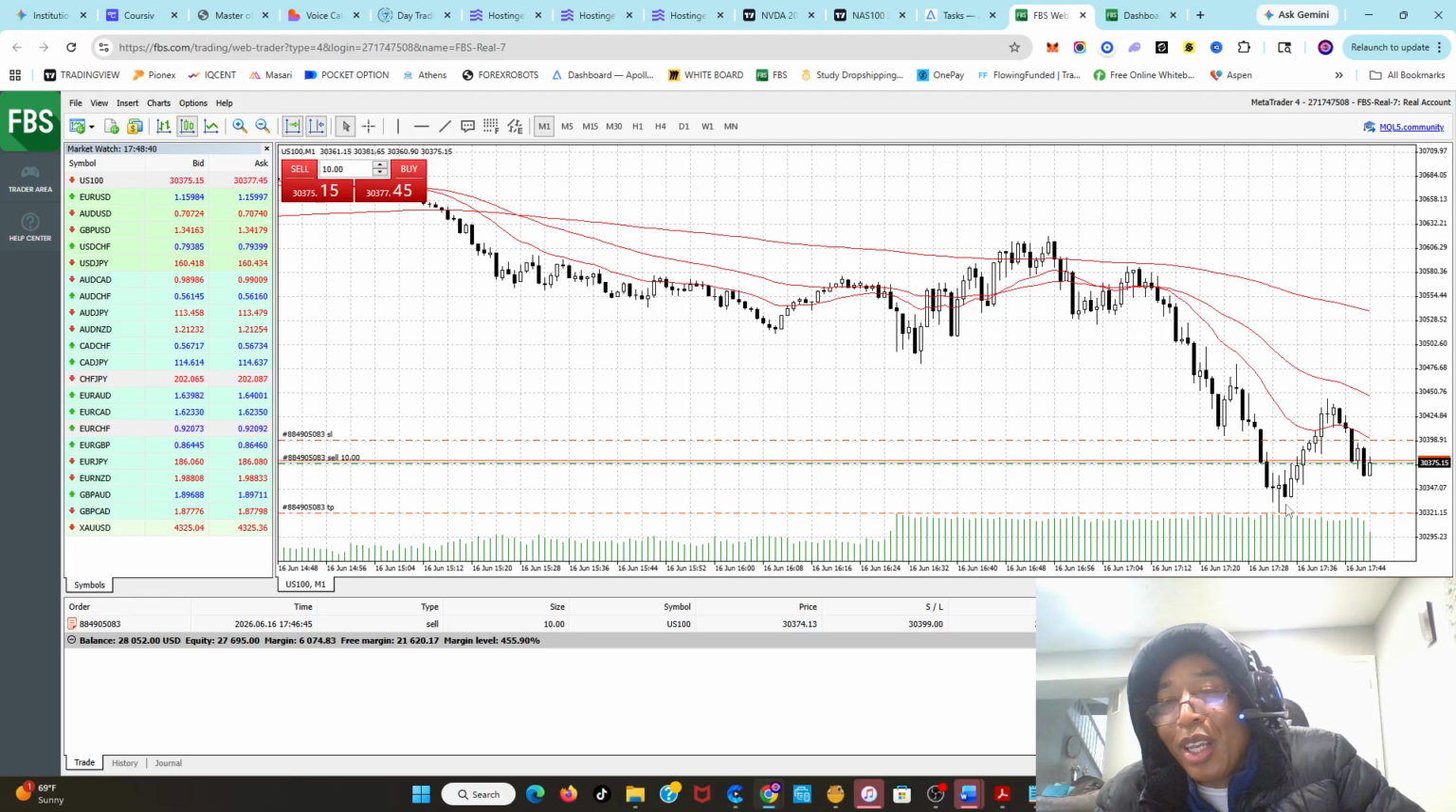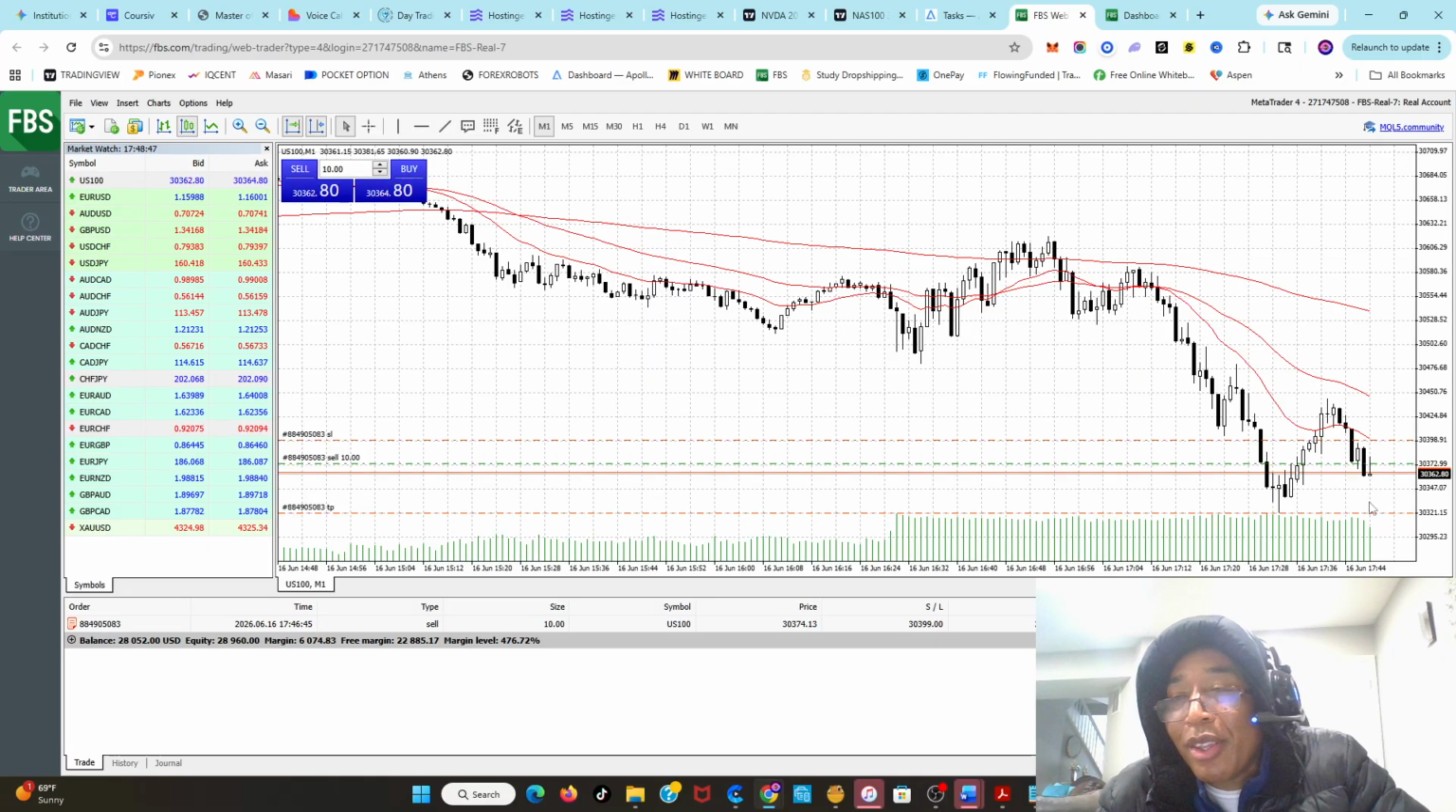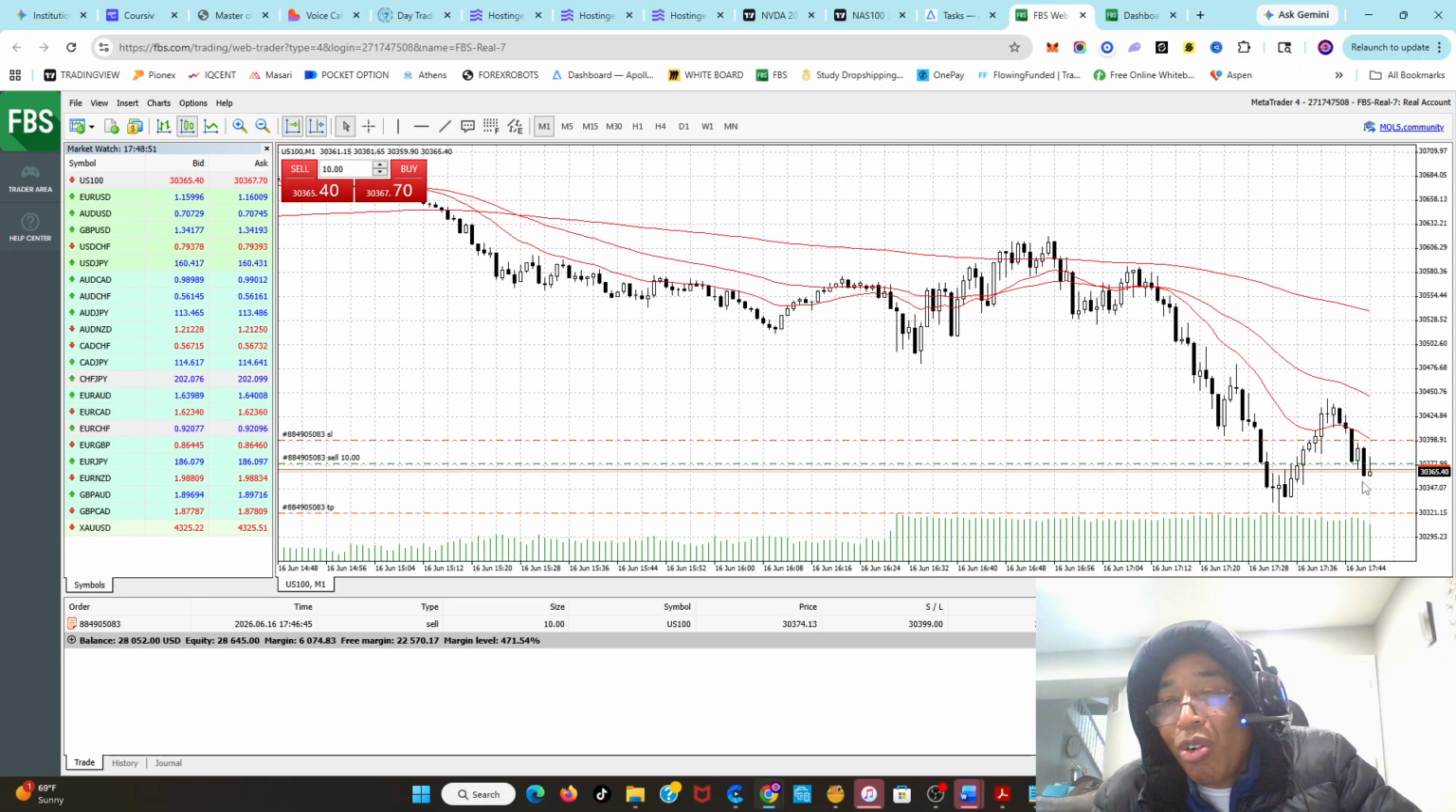We are creating a double bottom. Okay, so a double bottom is forming. Double bottoms are strong.